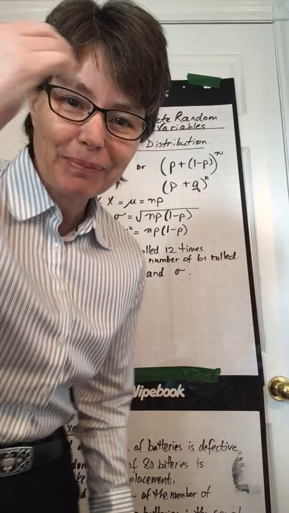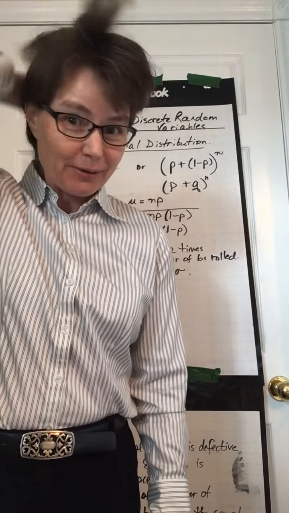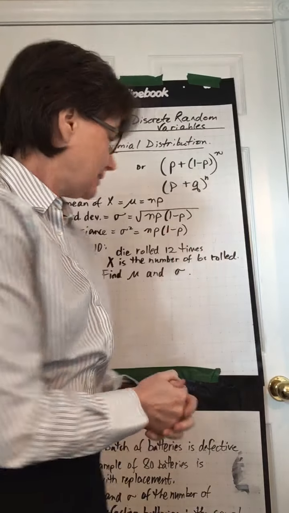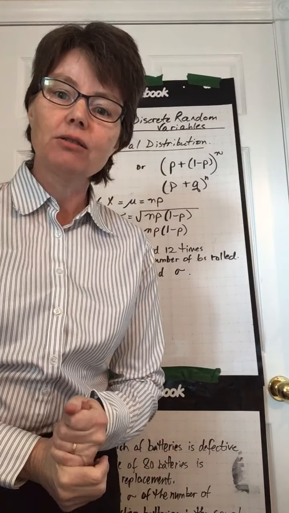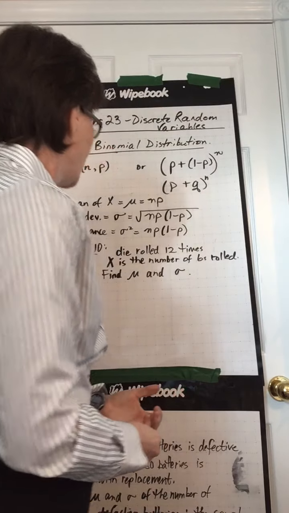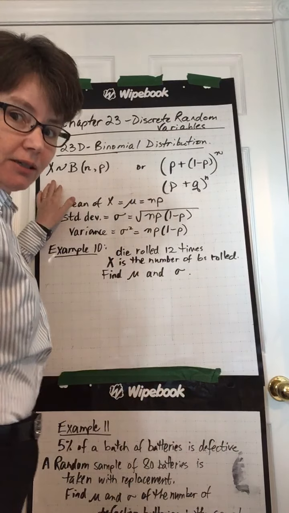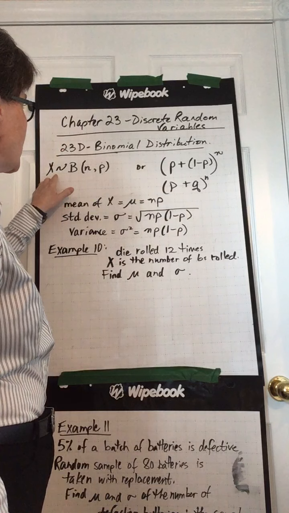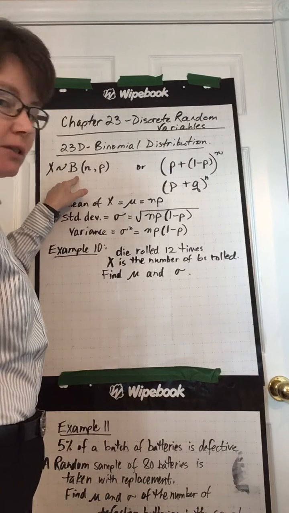Hi guys, last part of chapter 23. Here we go, example 10 and example 11, but also talking about mean again. So if we have this notation, just a reminder from last video, x is distributed binomially.